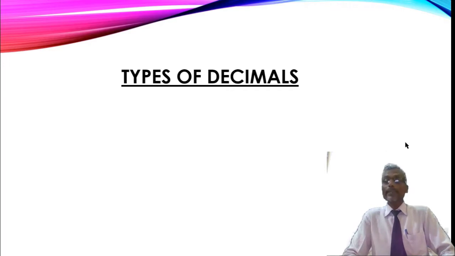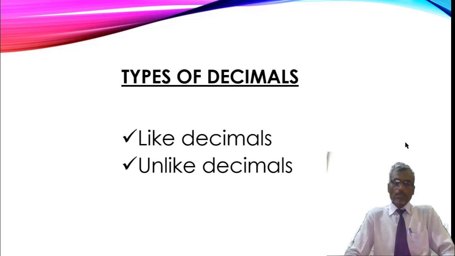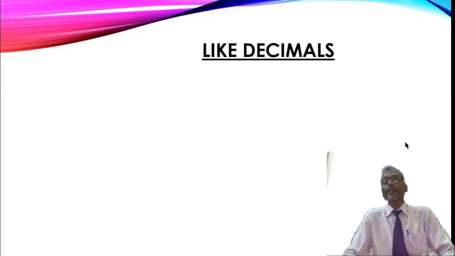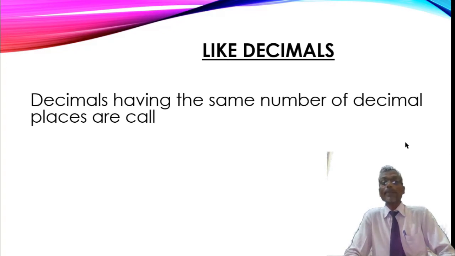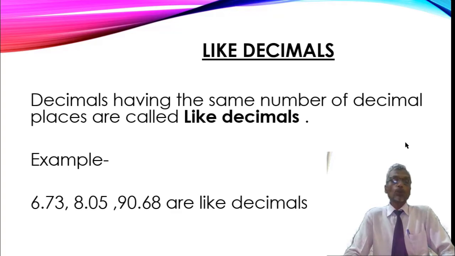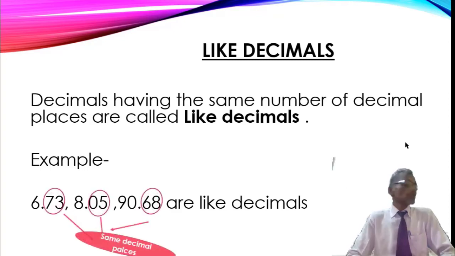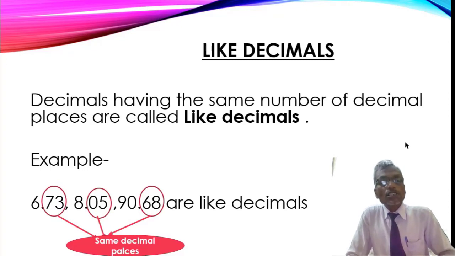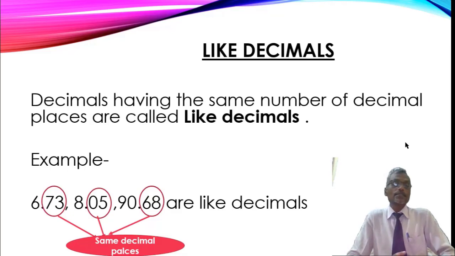Now, types of decimals: like decimals and unlike decimals. Now, definition of like decimals. Decimals having the same number of decimal places are called like decimals. For example, 6.73, 8.05, 90.68 are like decimals because they are having the same number of decimal places, that is 2.